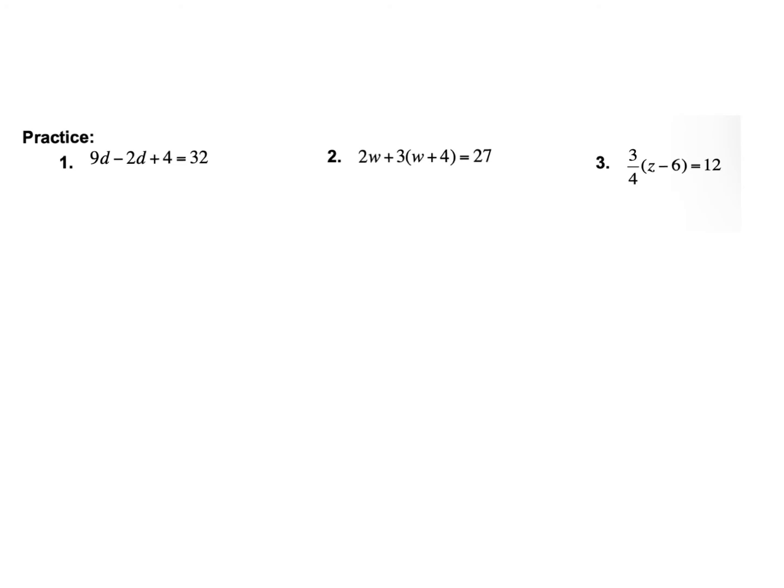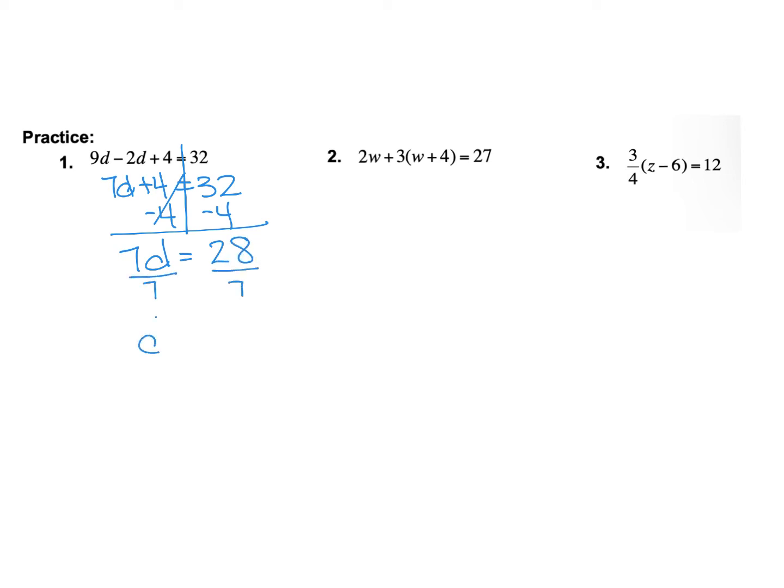All right, so now let's go ahead and try what we just learned. Right here I have 9d minus 2d plus 4. All right, so before we take anything from side to side, let's simplify. So 9d minus 2d, I'm going to have 7d. I've got plus 4 is equal to 32. All right, so we're going to subtract the 4. And I'll have 7d is equal to then 28. And now I'm ready to divide by 7. And d is going to be equal to 4.